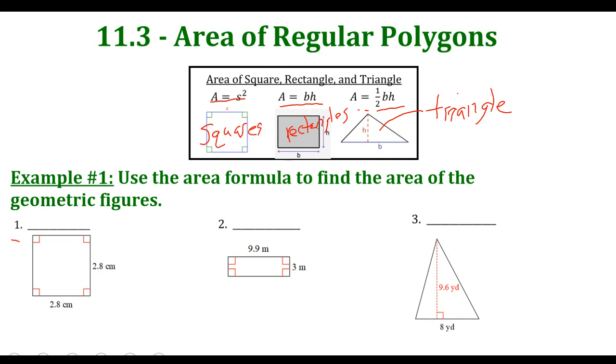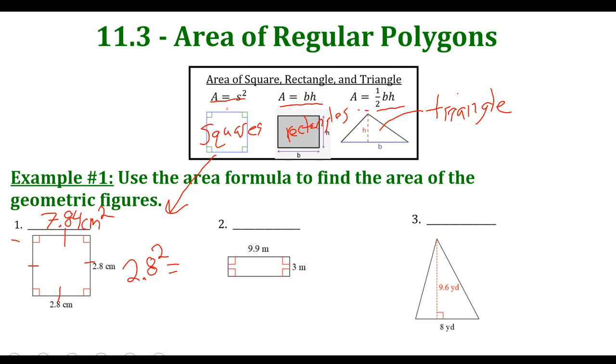So in this first example over here, we have a square because all the sides are the same, right? 2.8. So we're going to take the first equation up here and use that one. Side squared, so all the sides are 2.8 and it is squared. Now you just punch that into your calculator. Once you punch that in, you will get the area of the square. 2.8 squared, I got 7.84, and now you can use the label centimeters squared. The centimeter squared is because it's an area.